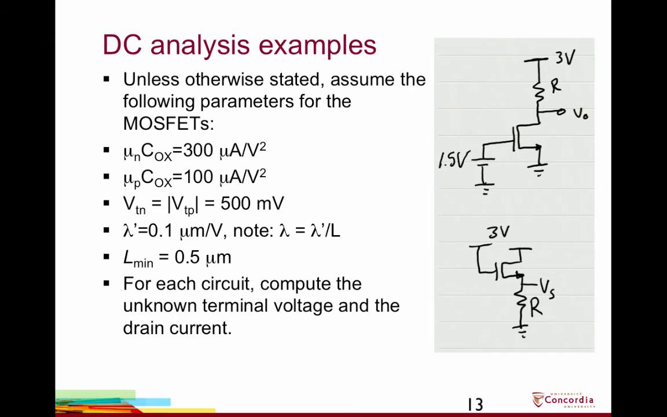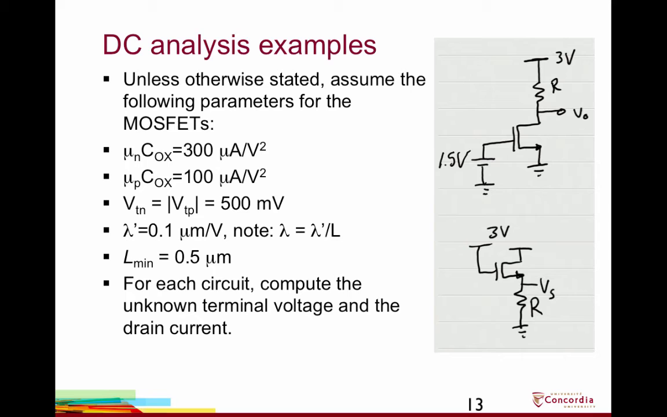Let's do some DC analysis examples. A typical design problem involves thinking about an amplifier. Maybe we want to figure out its gain, its input resistance, its output resistance, and these quantities are going to depend on the DC operating conditions. So what's the DC drain current? What are the DC node voltages?